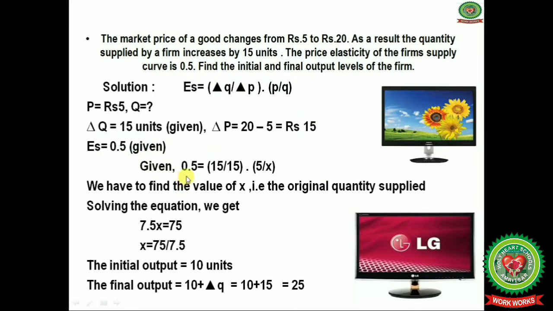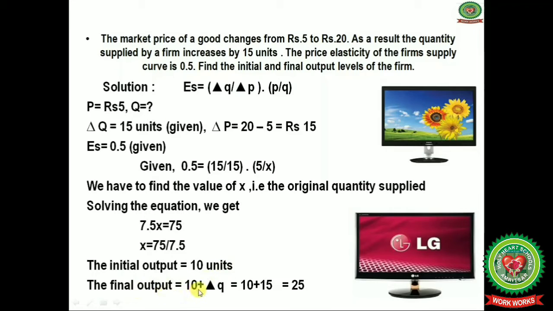Now fill the values in the formula. Elasticity 0.5, delta Q 15, delta P also 15 we have calculated here, multiplied by 5 divided by X, because Q is not given. Now after the simplification we will get the value of X. It is equals to 75 divided by 7.5. The initial output is equals to 10 units.